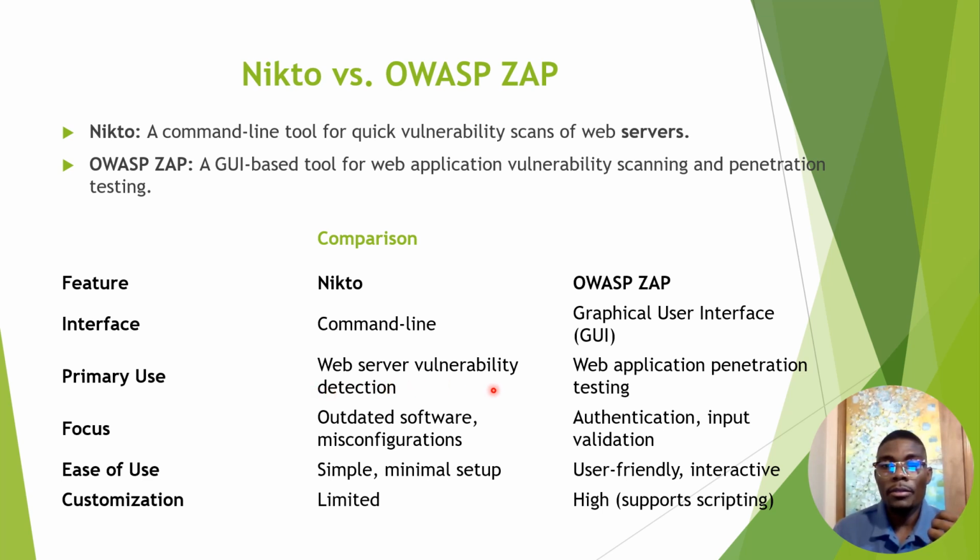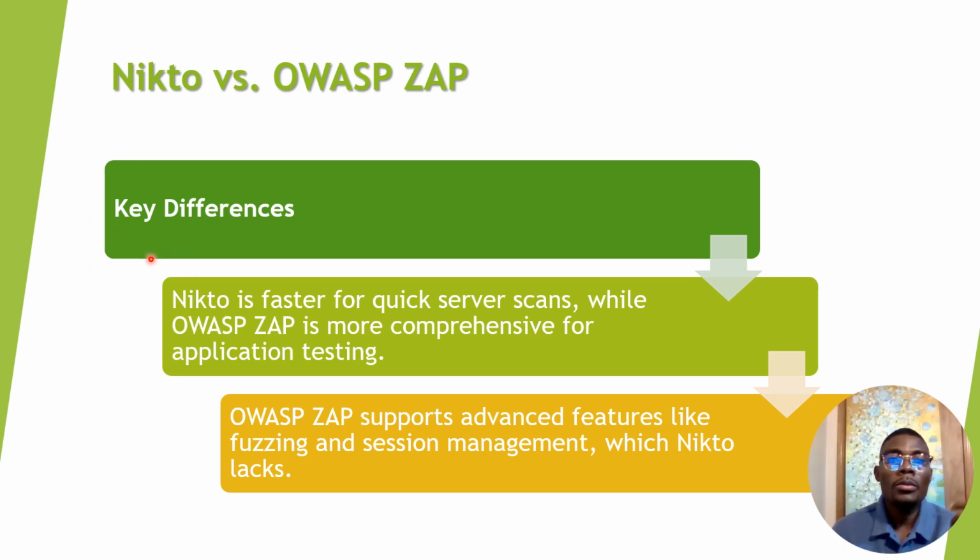Nikto is web server vulnerability detection, while ZAP is web application penetration testing. For Nikto, we got outdated software detection. For ZAP, we got authenticated impact validations. We got simple, minimum setup for Nikto, and for ZAP we got user friendly and interactive. For Nikto, we got limited customization. For ZAP, we got high. So what's the difference, right? Nikto is faster for quick server scans, while ZAP is more comprehensive for application testing. Again, ZAP supports advanced features like fuzzing and session management, which Nikto lacks.